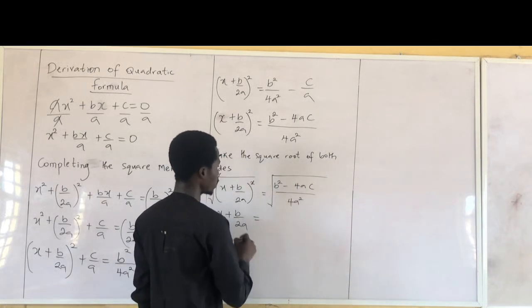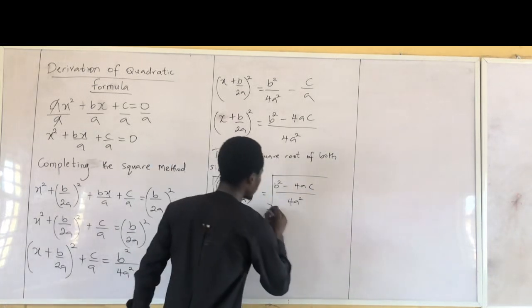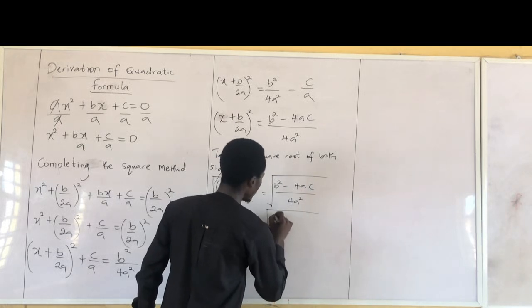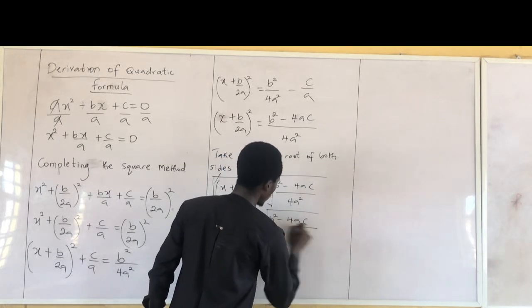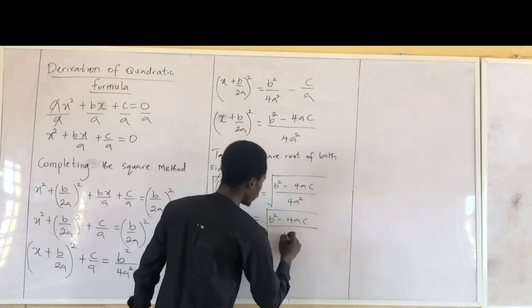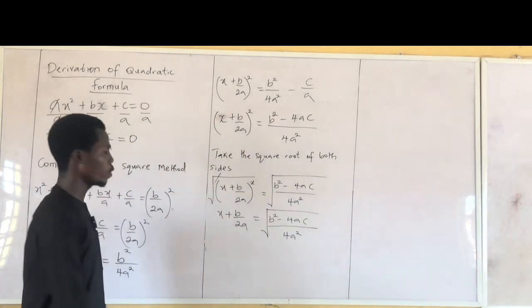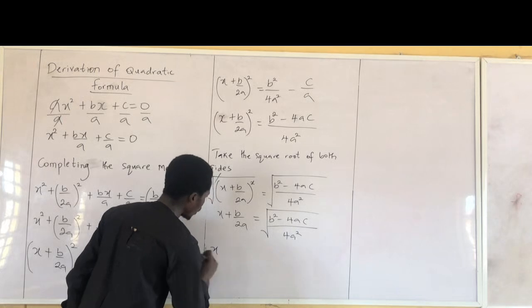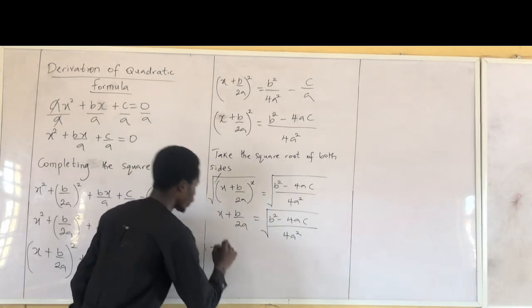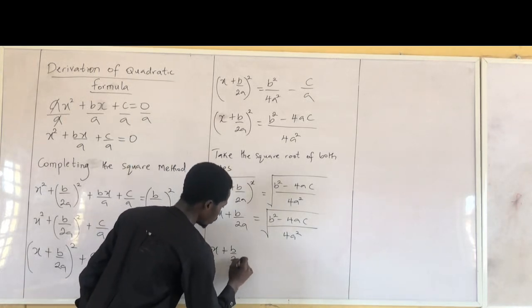Now, if you notice something, let's write it out to make it easier. That will be b squared minus 4ac over 4a squared. Now, we can actually find the square roots of 4a squared. Yes or no? Yes. That will be x plus b over 2a.